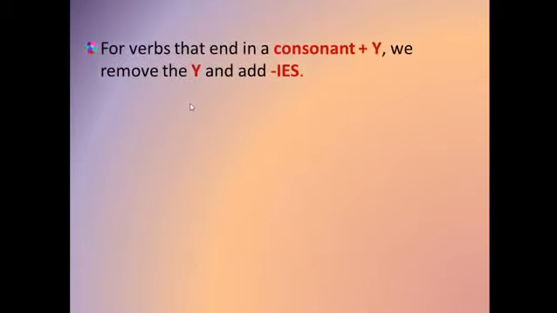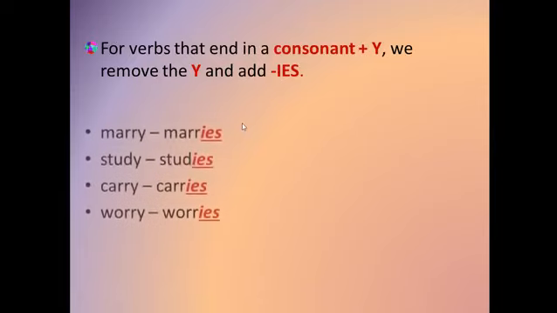Now, if my subject is he, she, or it, but my verb ends in a consonant plus y. Consonants are all the letters that are not vowels. Okay, so it ends in a consonant. If my verb ends in a consonant plus y, we remove the y and add ies.